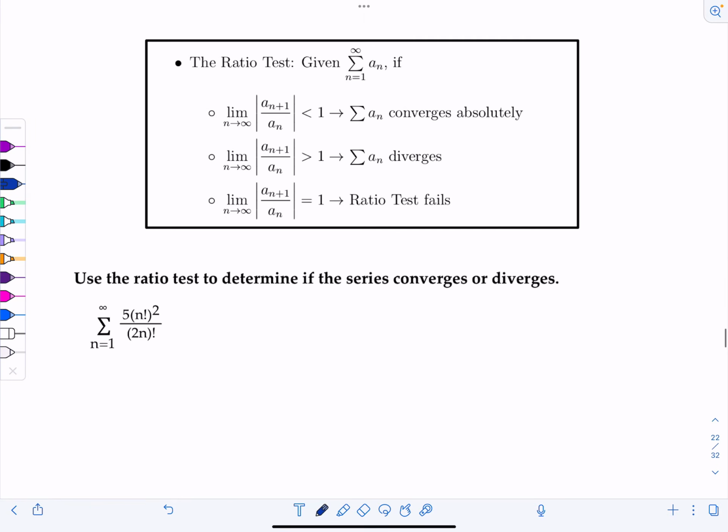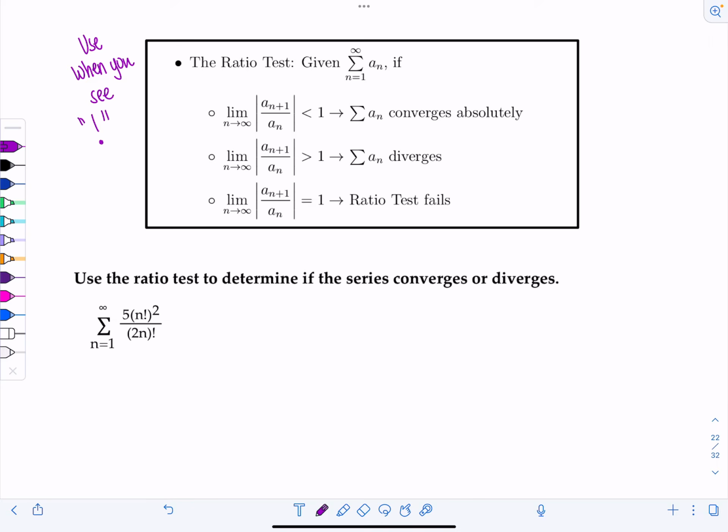Okay, ratio test. Woo, I love the ratio test. So fun. A lot of the time you use the ratio test when you see factorials. The exclamation points. It doesn't mean you yell in math.